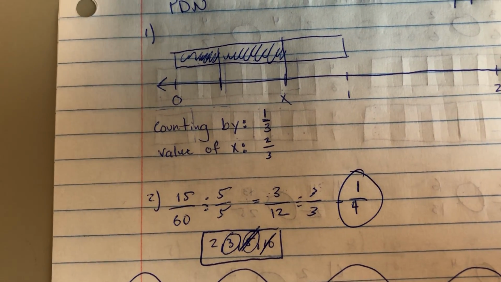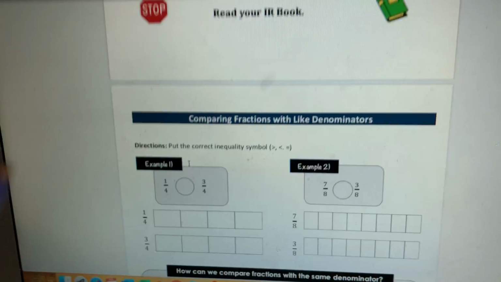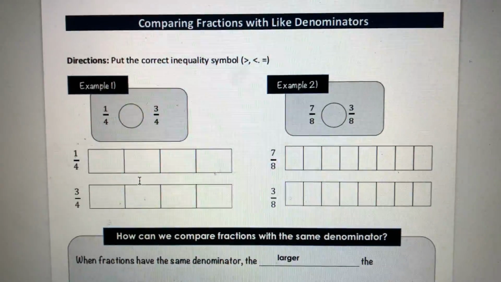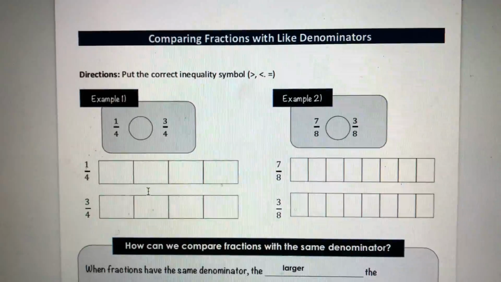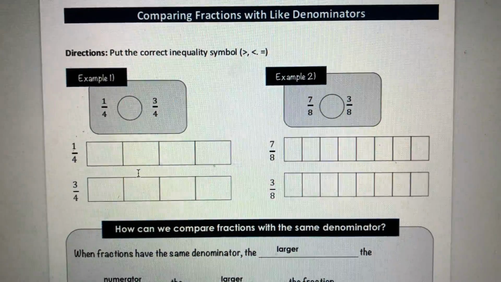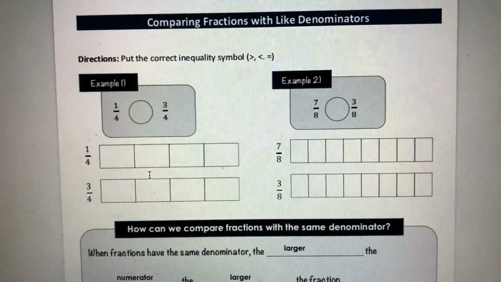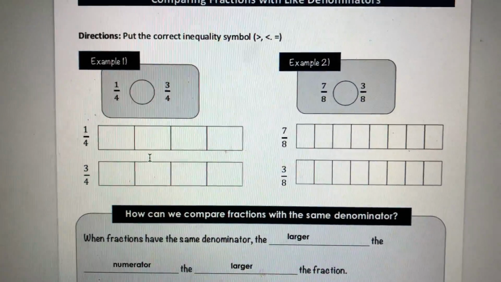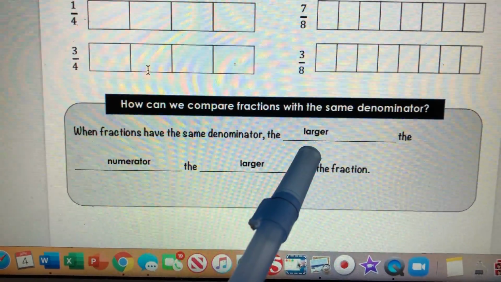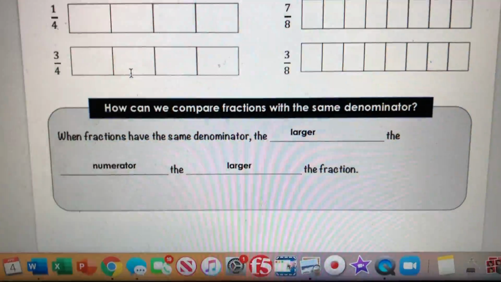Today we're going to be combining our knowledge of comparing fractions with like denominators and comparing fractions with like numerators. You need to recognize which one we're doing before you fill in your inequality symbol. We're going to look at 2 examples with number 1, comparing fractions with like denominators. When we compare fractions with a like denominator, the larger the numerator, the larger the fraction.